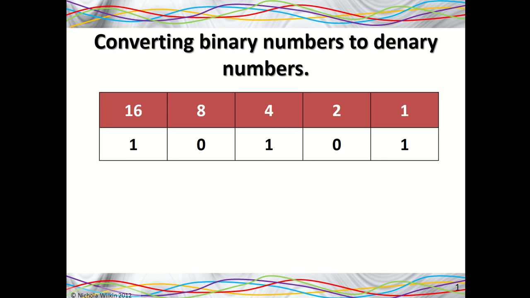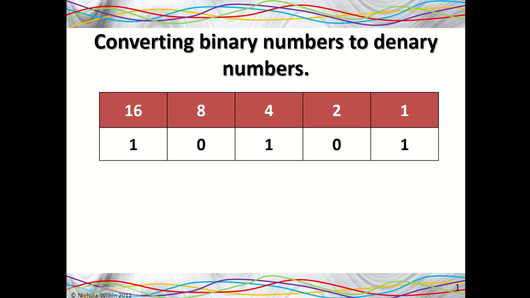The good thing about binary is it is only ones or zeros, so the maximum we have to multiply by is 1. So here we have 16 times 1 is 16, 0 times 8 is 0, 1 times 4 is 4, 2 times 0 is 0, and 1 times 1 is 1. Now, we did find a quick way of doing this, because we can ignore those columns with zeros in. So we only focus on the 16, the 4, and the 1.